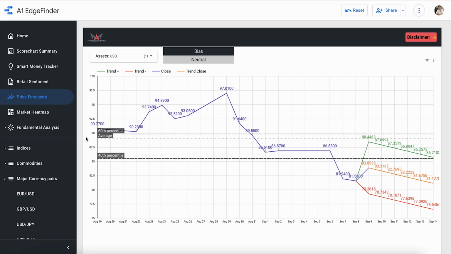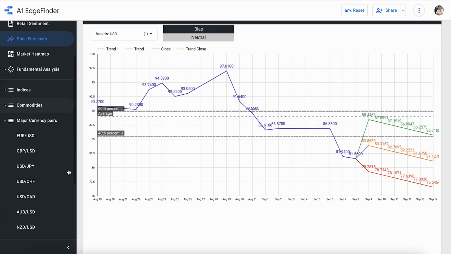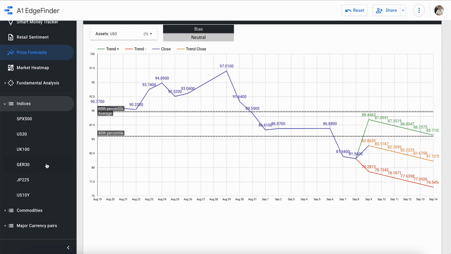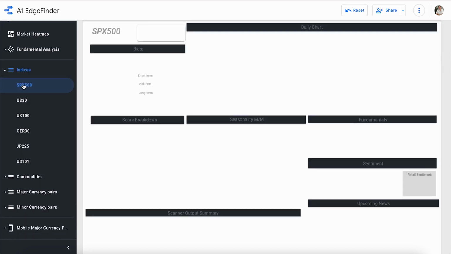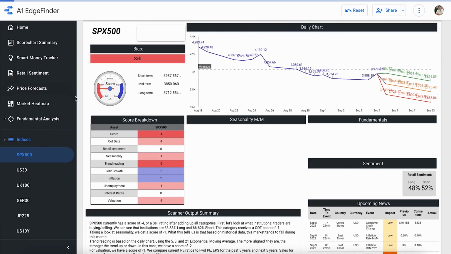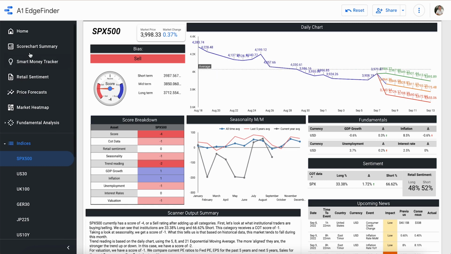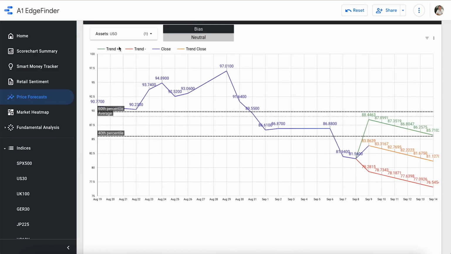And again, this is not the only place that we get this information. If we go into anything that we have listed here, how about the SPX 500? Just for fun, look at indices, switch things up. We can see we have a sell bias. We can see that our daily chart is trending downwards. And here we have our price forecasts. So again, all of this information is the same that you'll find right here in the price forecast page.